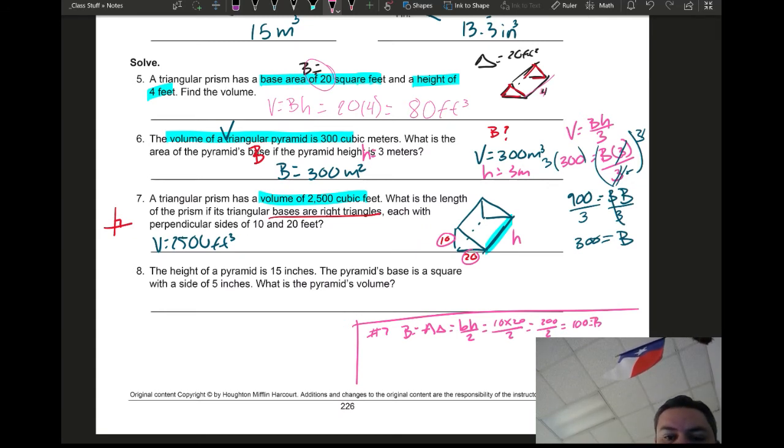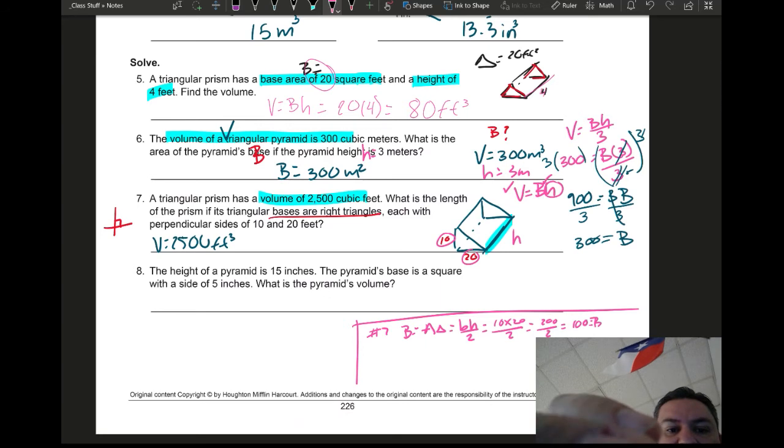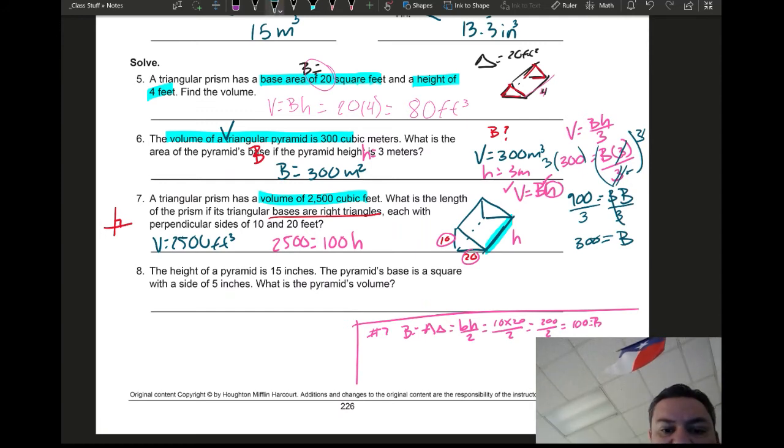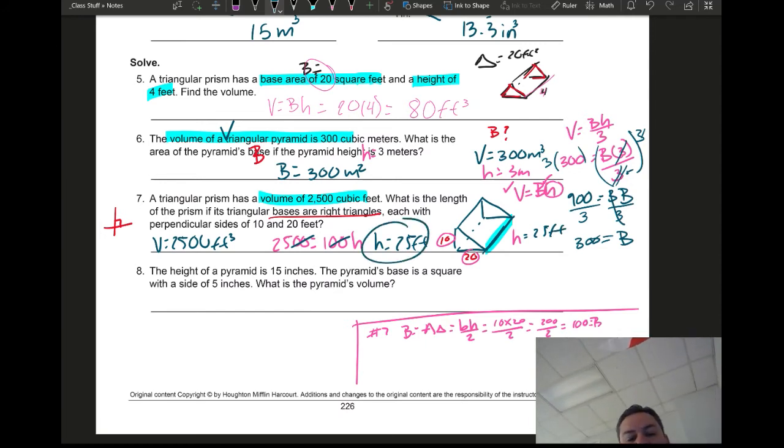So now substitute values in. This is the formula. V equals big B, H. We know this, we know this, we're looking for that. V is 2500 equals, uppercase B is 100, H. We have a one-step equation. You can divide by 100, but what I'm going to do is just eliminate the last 2 zeros, so my height equals 25 feet. And that's your answer. If you divide by zeros, you can just eliminate the same number of zeros on both of them, and you'll be good.